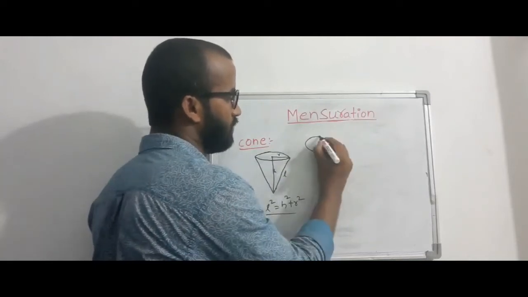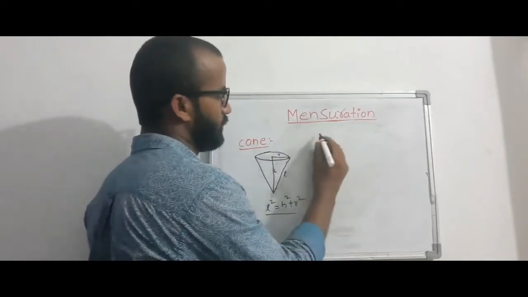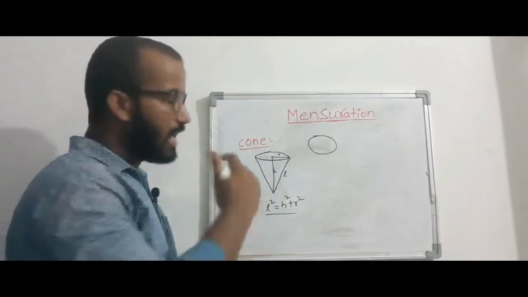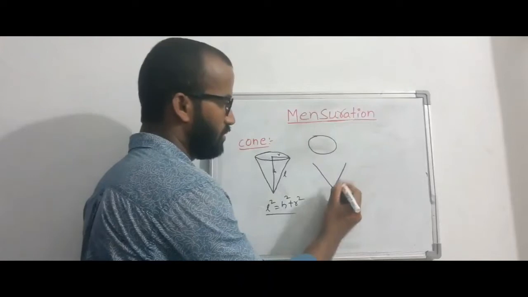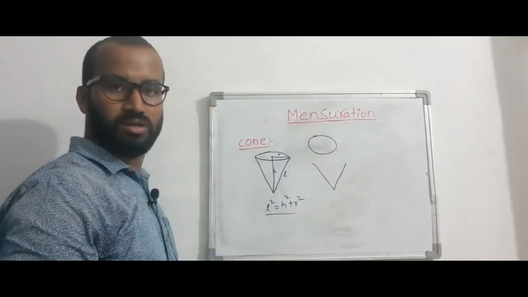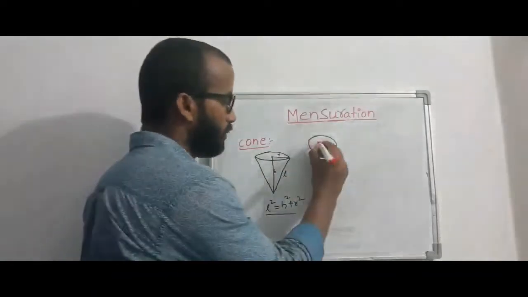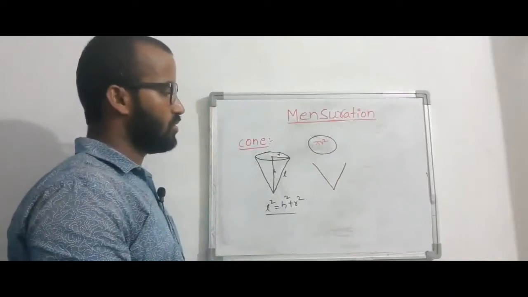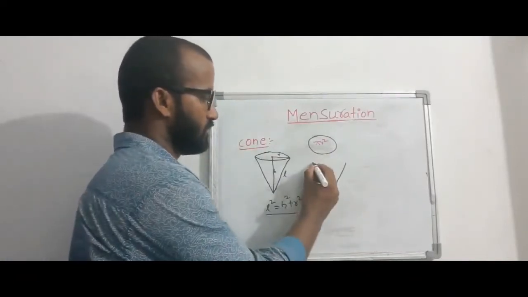In this cone, there will be one flat surface, one circle on top, right? And there will be one curved surface. What is the area of the flat surface? Pi r square, a circle, right? Pi r square. And this is the curved surface.